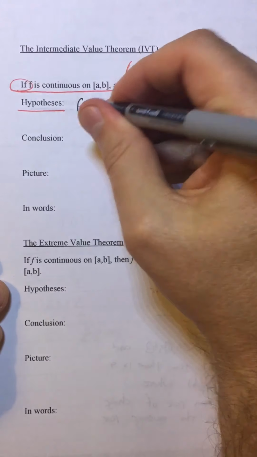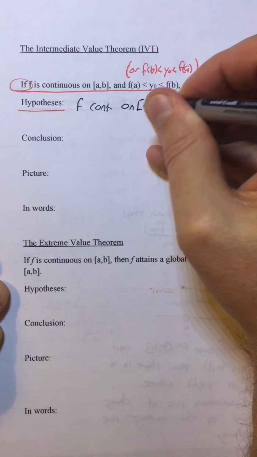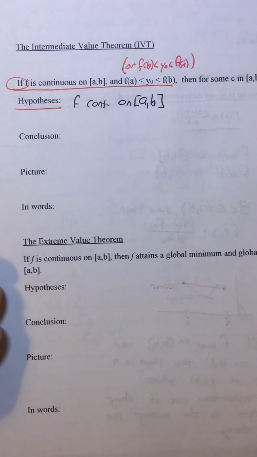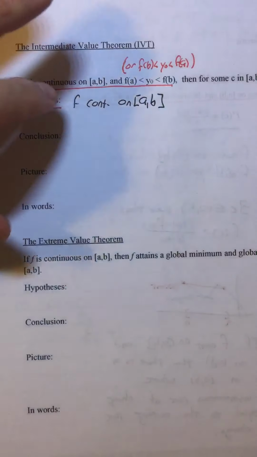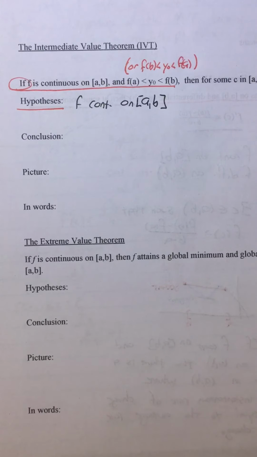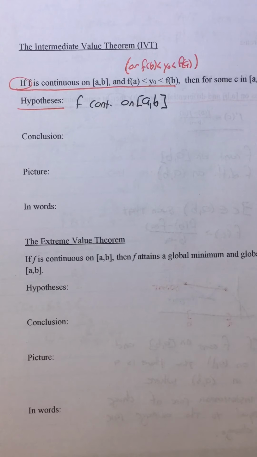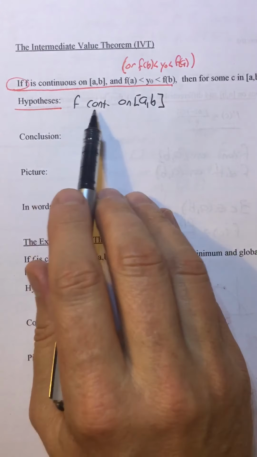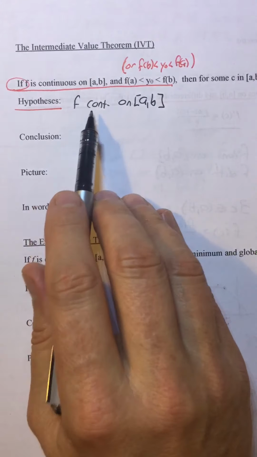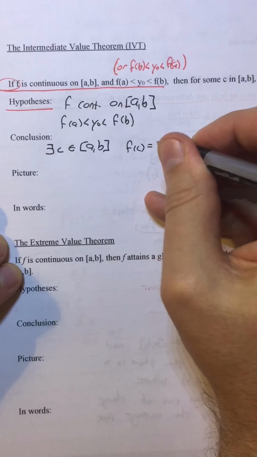The hypotheses are f is continuous on [a, b]. So as we've mentioned before, if you're going to use the intermediate value theorem, you have to establish that f is continuous. Remember, they could tell you f is differentiable, and then because differentiability implies continuity, you would conclude f is continuous, but you need to state that. So f is continuous, and f(a) is less than y0 is less than f(b). Basically, y0 is between f(a) and f(b). Then the conclusion is there exists c in (a, b) such that f(c) equals y0.